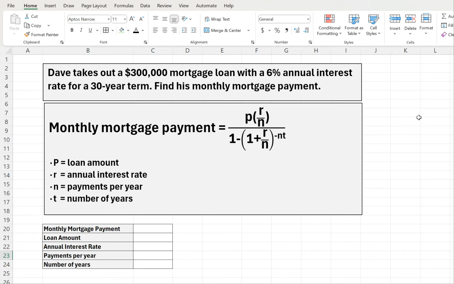In this video, I will explain how to calculate a monthly mortgage payment. So let's jump right into an example. This says, Dave takes out a $300,000 mortgage loan with a 6% annual interest rate for a 30-year term. Find his monthly mortgage payment.